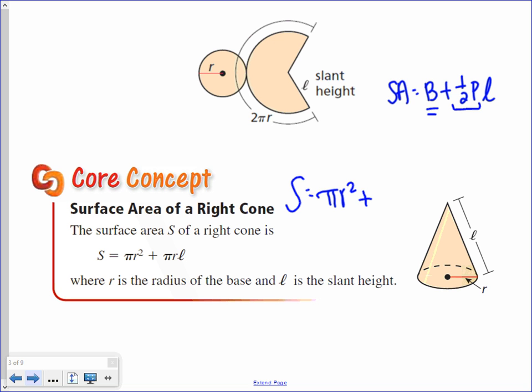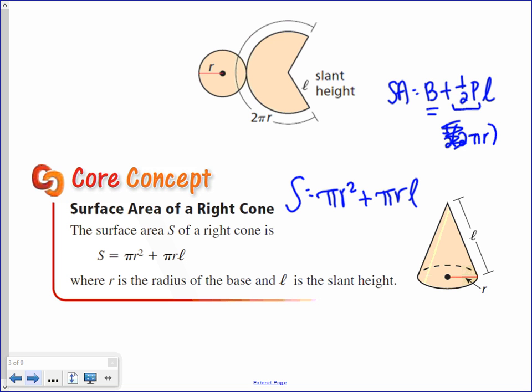And then this one half the perimeter, the perimeter of a circle is the circumference, 2 pi r, and if you take half of 2 pi r, you're only left with pi r, and then times the slant height. So it is literally the exact same formula. We're just plugging in things for the circle. Which makes it a little bit easier for you guys, because then all you need is the radius and the slant height. You don't have to worry about the capital B and computing that.